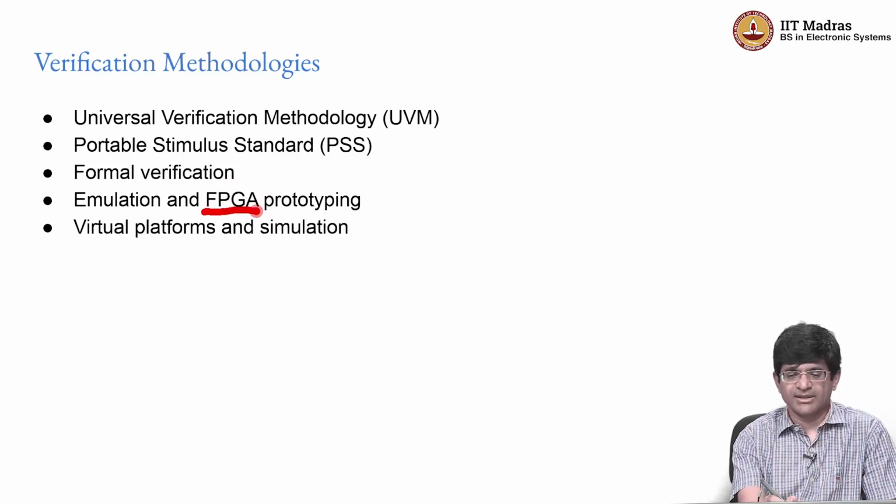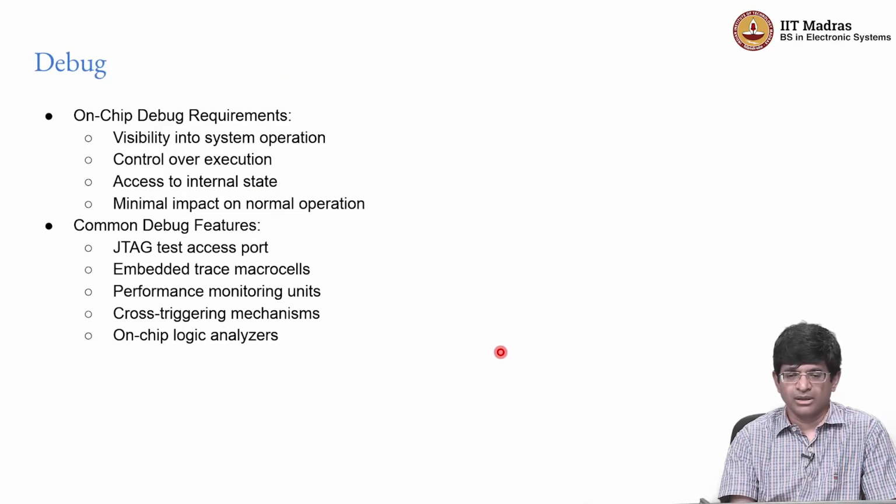There are other things such as emulation, which is especially used for large digital systems where you do FPGA prototyping. You use FPGAs to run a version of the hardware that can be tested and debugged at close to operational speed, and then finally you go for a real full-blown ASIC tape out.